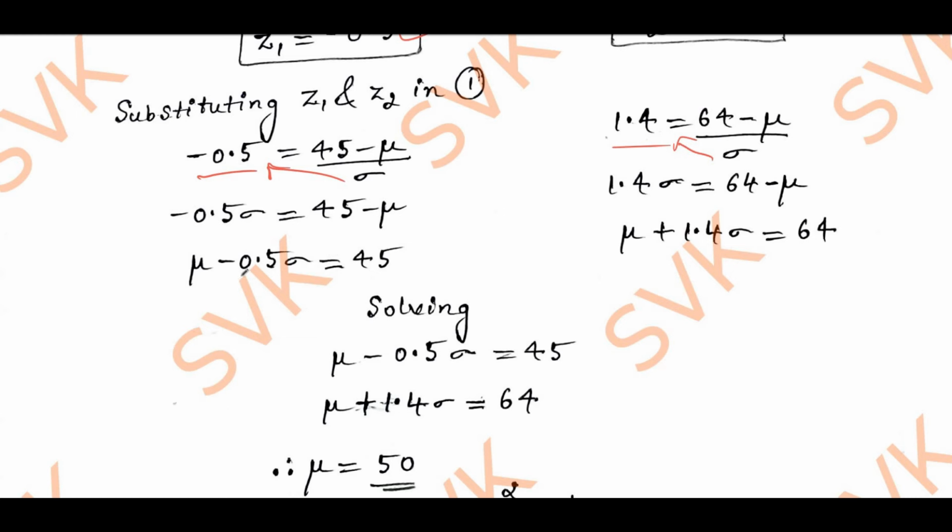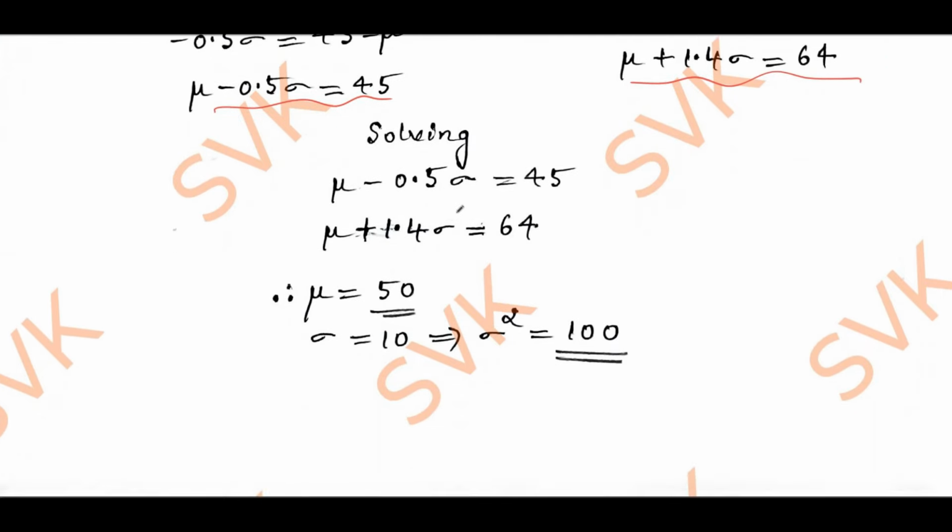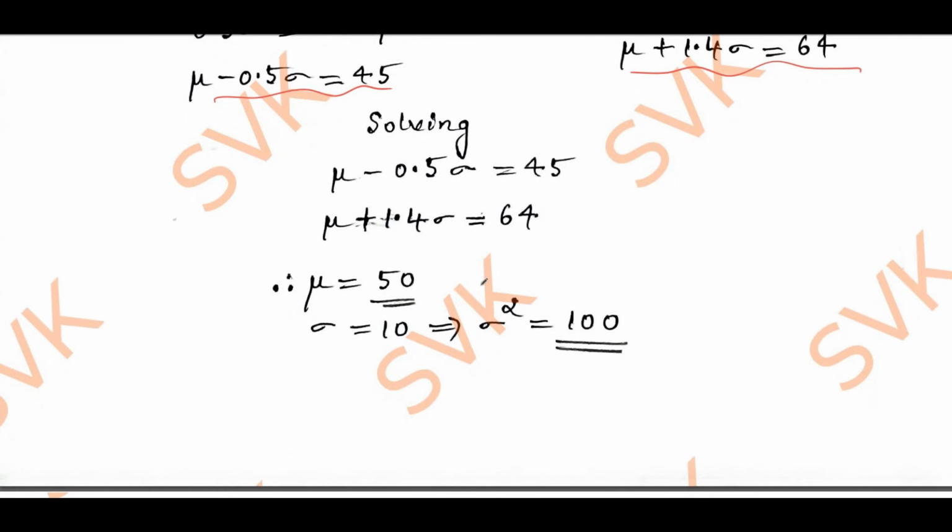So then simplify this, we are going to get simultaneous equations. Put these simultaneous equations in your calculator and you can get the value of mu and sigma. This is how we can calculate the value of mu and sigma using the normal distribution problem. So moving on to model question paper 1.